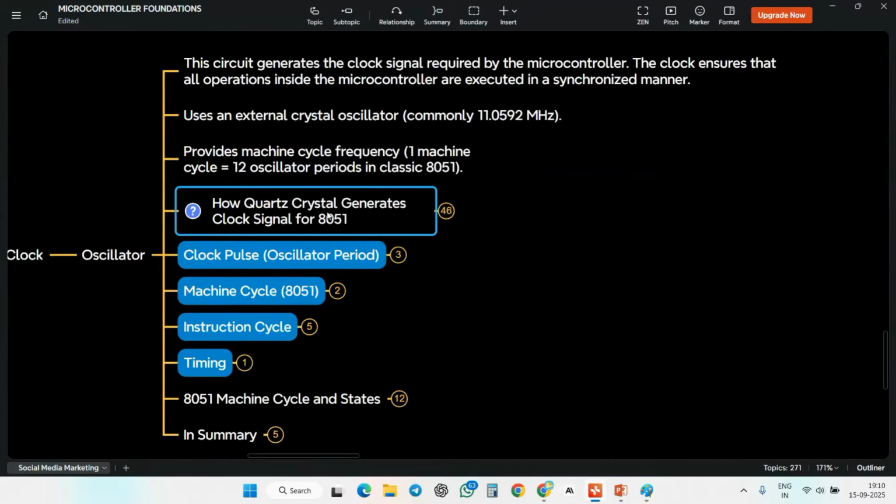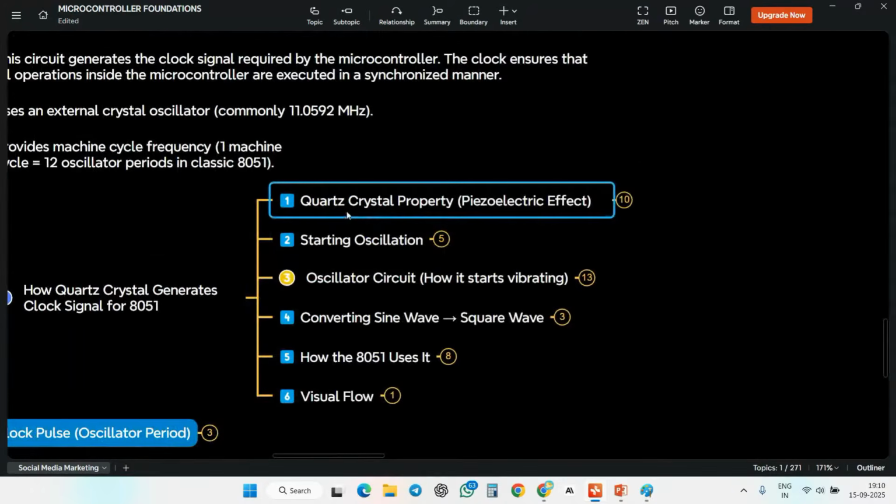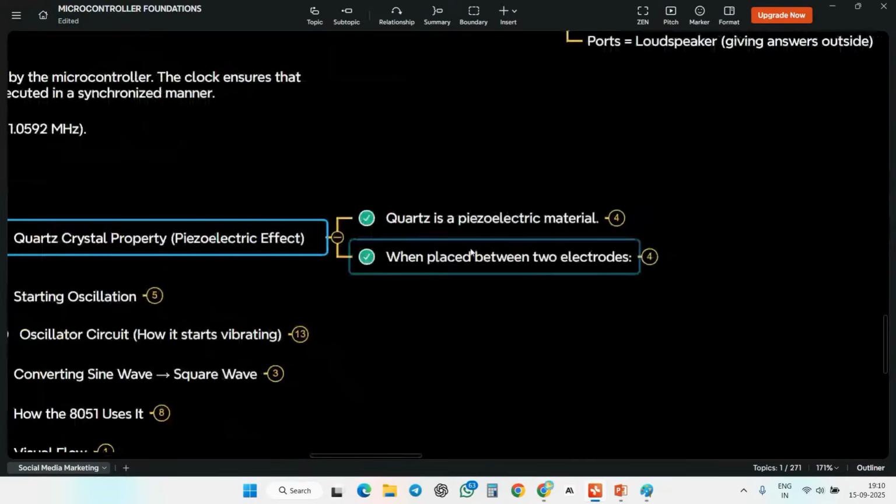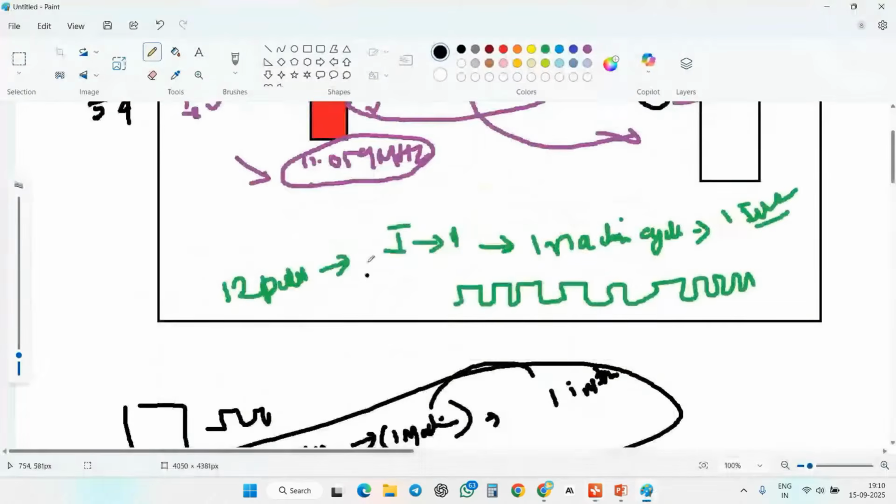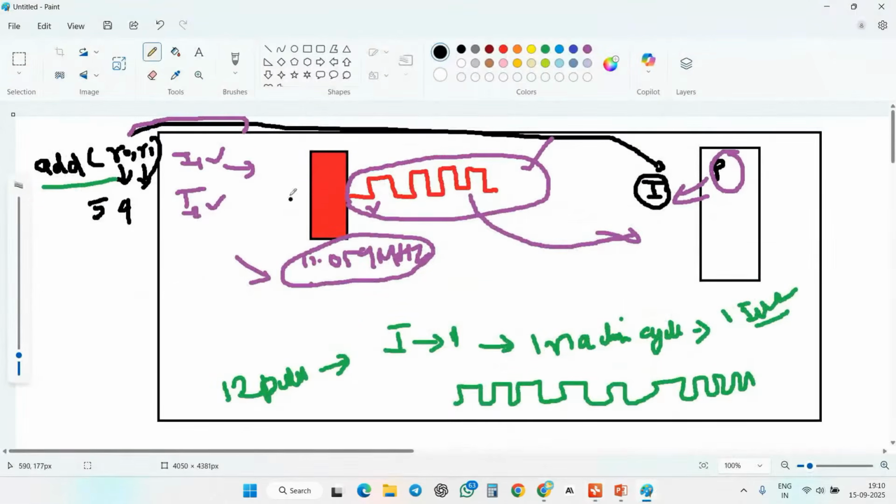And now we are at the crucial part, to understand how it is actually generating the clock pulse. We are going to learn this right now: how the quartz crystal generates the clock signal. What does quartz crystal mean? You are going to understand this. It has a piezoelectric material, and that is what is actually inside this oscillator.